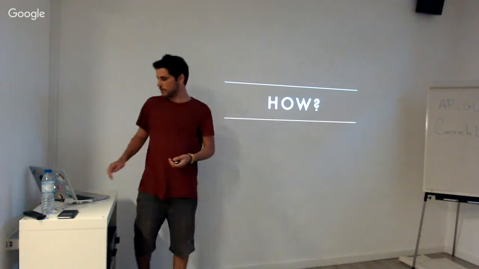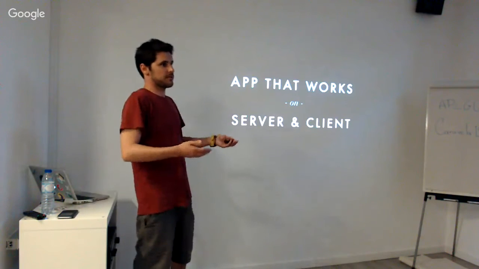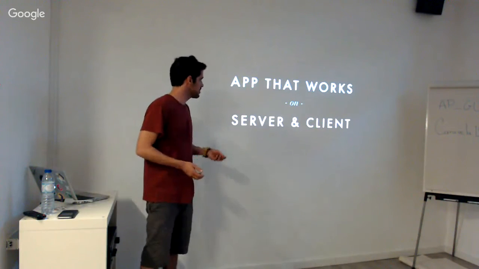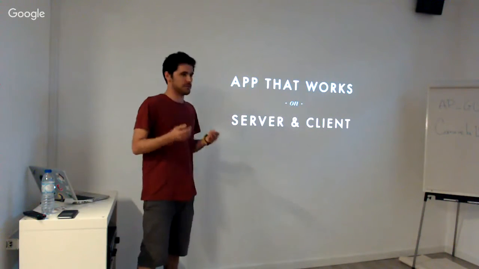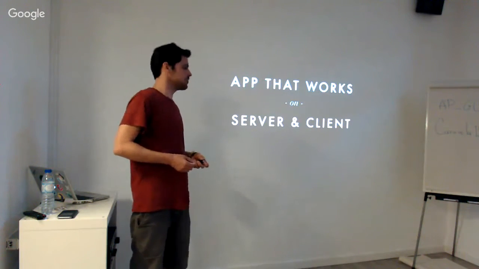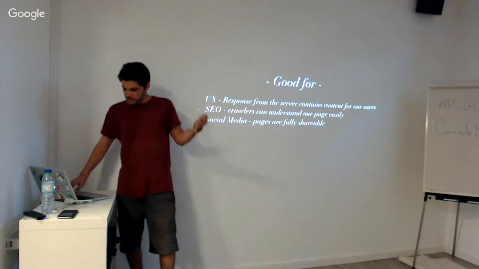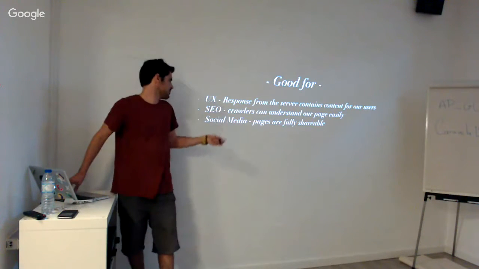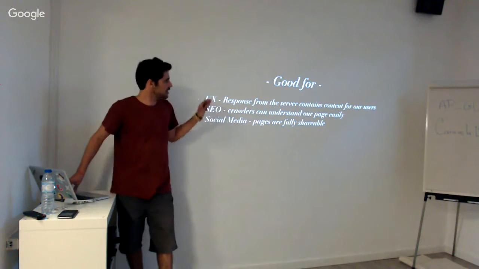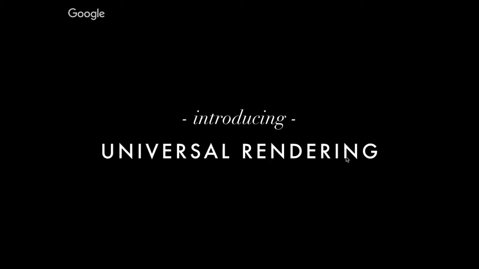So, what's the solution for it? How can we achieve this without doing two apps or doing a crazy amount of work to really change? Because what we really want is an app that works on the server and that works on the client. And ideally, we don't want to write two apps, right? We want to write one app. Like I said, it's good for these three reasons. I think those are the three key points for considering server rendering.